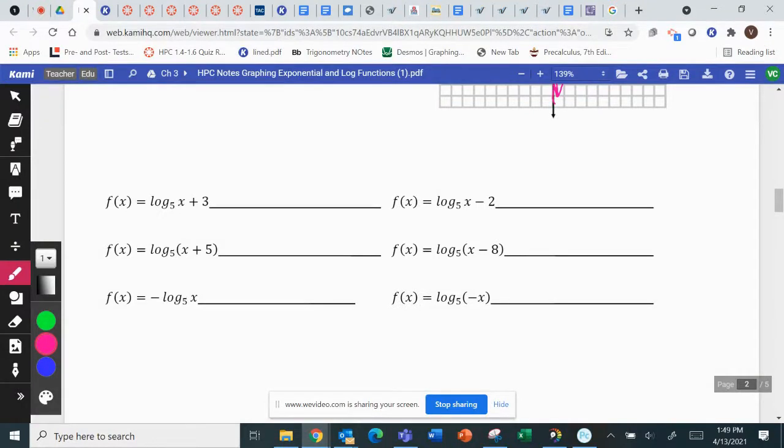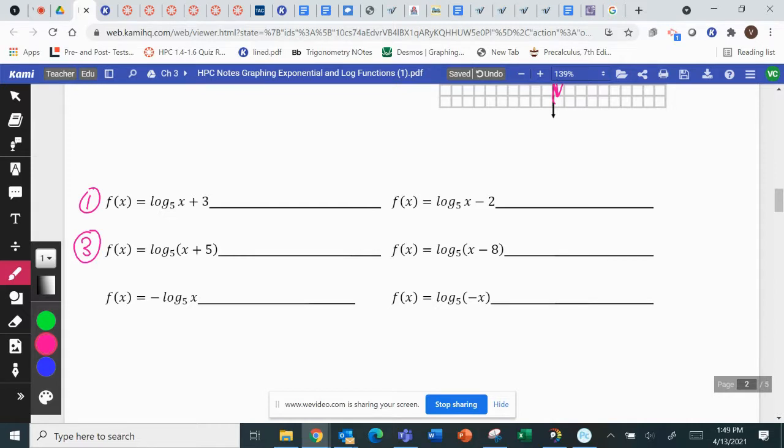So we look at transformations. The first one, log base 5 of x plus 3. And then the third one, log base 5 of x plus 5. Those are different. One of them's up, down. One of them's left, right. How can we tell which one is horizontal? How can we tell? Lainey.